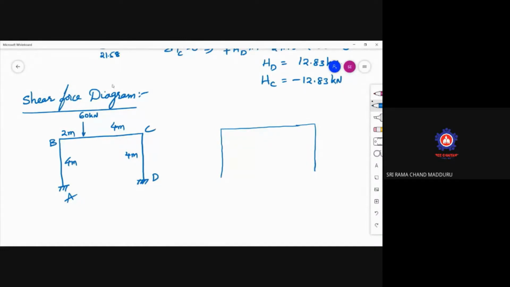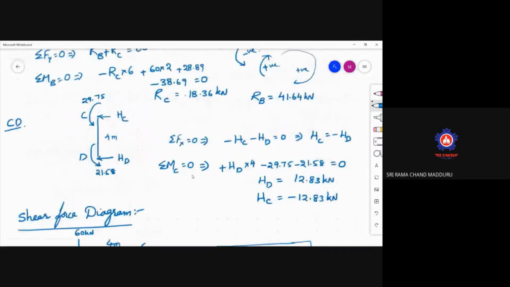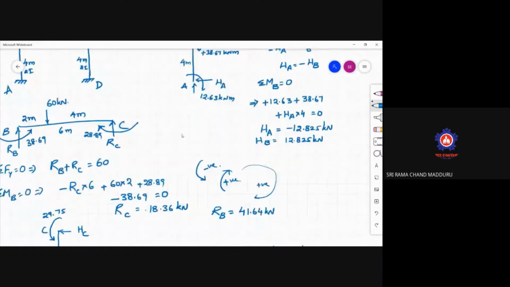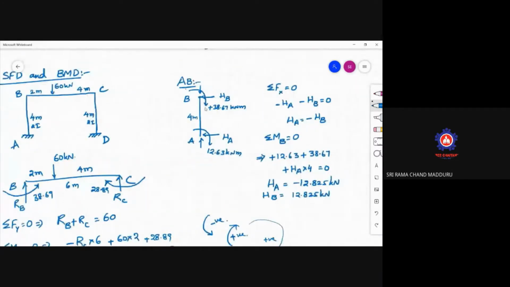Now if you go to the AB portion, it is obtained as minus 12.825. HA is minus 12.825, HB is 12.825. Just see this, this is your portion. You can make it horizontal like this. This point is A, this point is B. This is HA like this, HB like this. But HA is coming negative, that means the loading is coming in this direction.